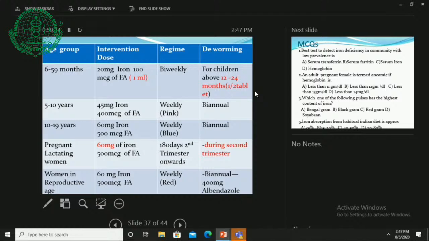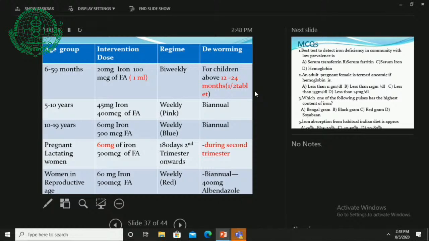Now the fourth and fifth beneficiary is pregnant and lactating women. For them the dose is 60 milligrams of iron and 500 micrograms of folic acid. Now here I would like to highlight, they have reduced the dose. Under the anemia prophylaxis program, the dose was 100 milligrams. Now they have reduced the dose to 60 milligrams. So that change is there. So if you get an MCQ on what is the iron content of the tablet which is given to pregnant women, it is 60 milligrams iron and 500 micrograms of folic acid.